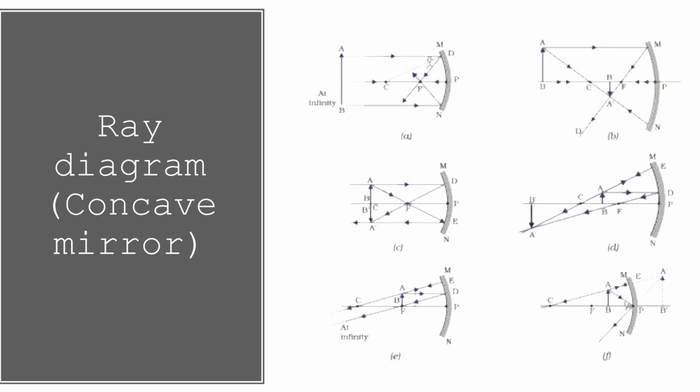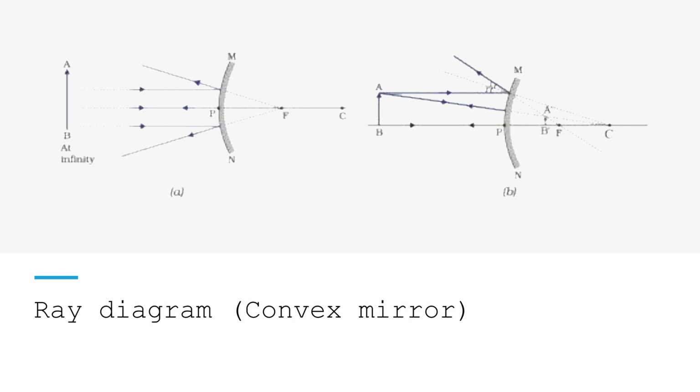Concave mirrors, as seen in the figure here, there are 6 ray diagrams. It's very, very important that we mark the position of the object, position of the image, the nature and the size. For a concave mirror, 6 figures, and for a convex mirror, 2 figures.